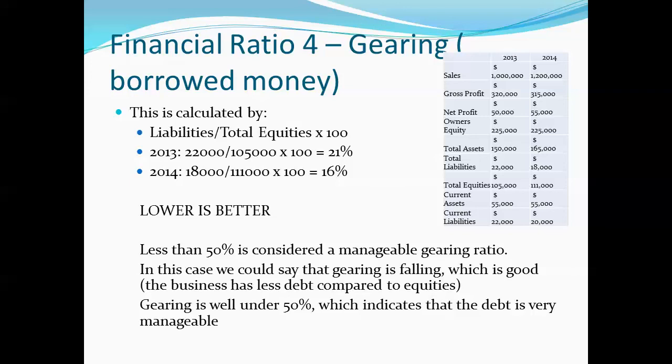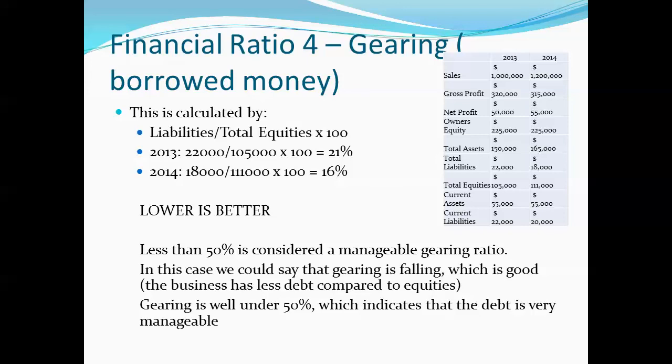So in this case, in 2013, we can see that total liabilities is $22,000. In 2014, it's $18,000, compared to 105 and 111. So it's 21% and 16%. Lower is better for this ratio. Lower is better. You want less borrowed money, generally.